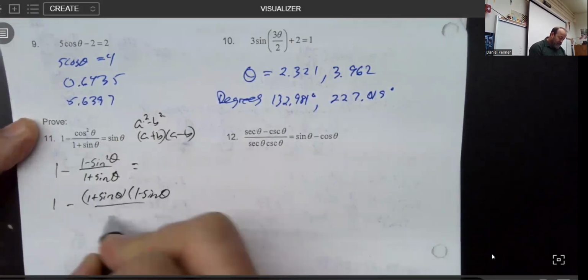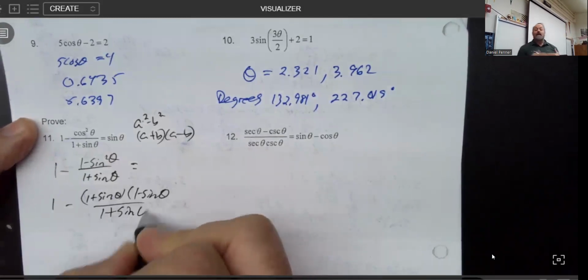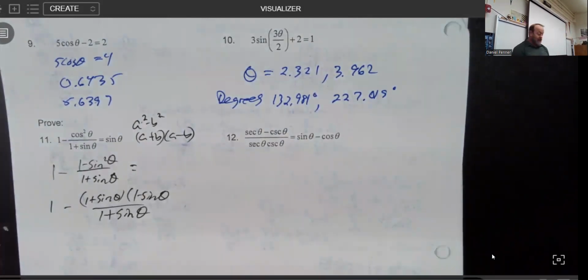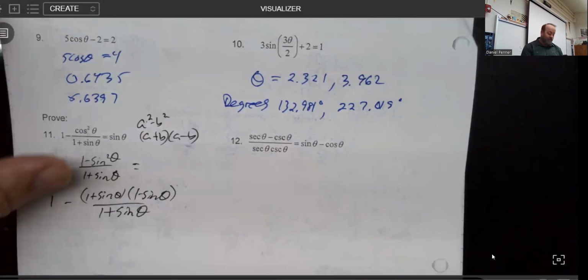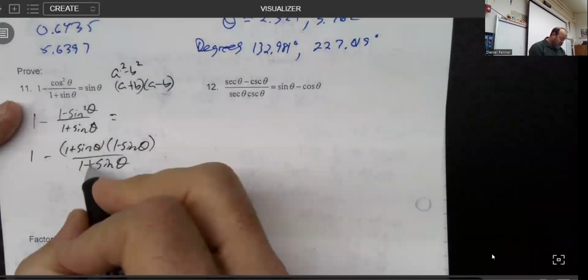Now, again, some of you would have probably attacked and made a common denominator, and I'm not saying that that is an incorrect way to do this problem. I just saw a method that appeared to be a little bit more efficient. And so I noticed those two things canceled.